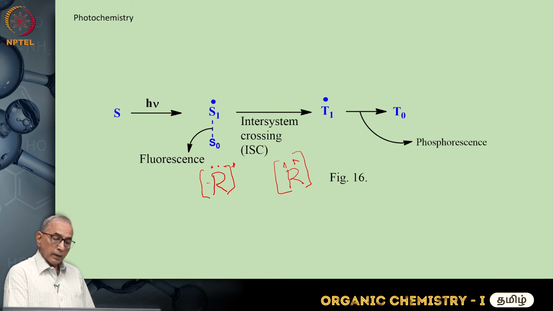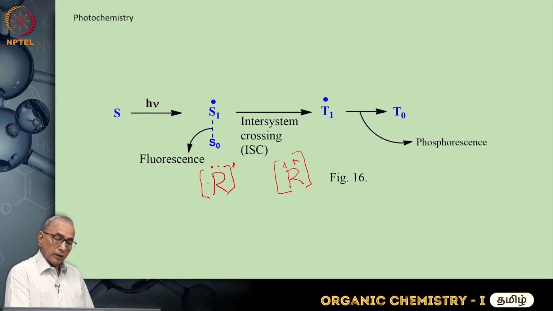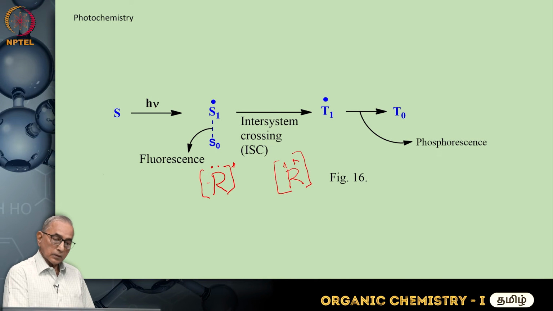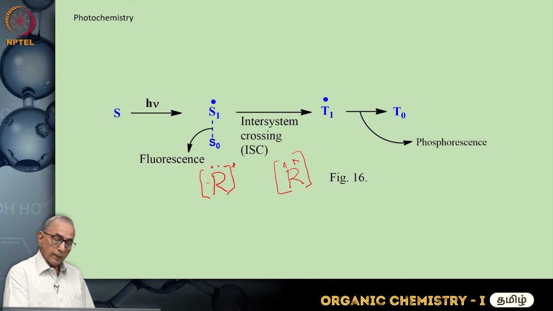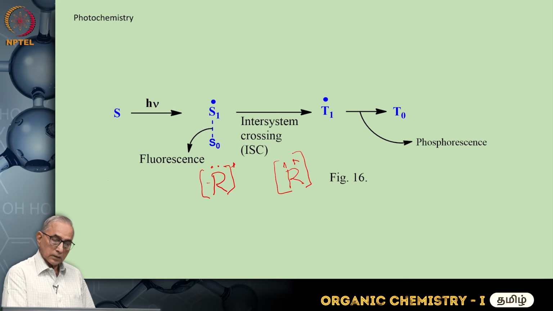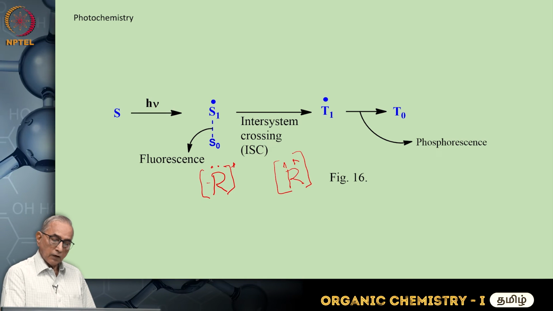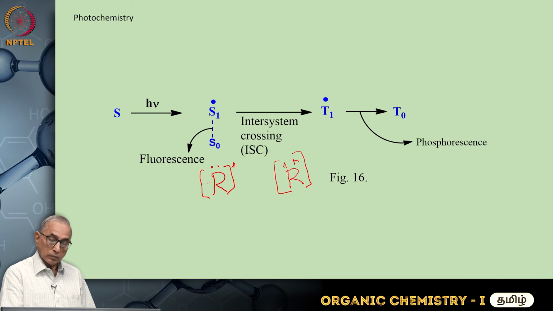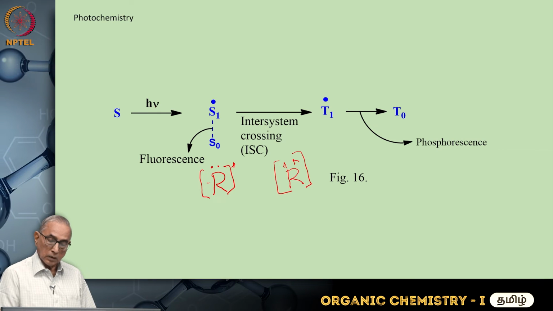Here the total value of spin is half minus half equals 0, 2 into 0 plus 1, that is why it is 1, singlet state. Here it is half plus half is 1, 2 into 1 is 2, plus 1 is 3, that is why it is called the triplet state, 3 is 1 star.